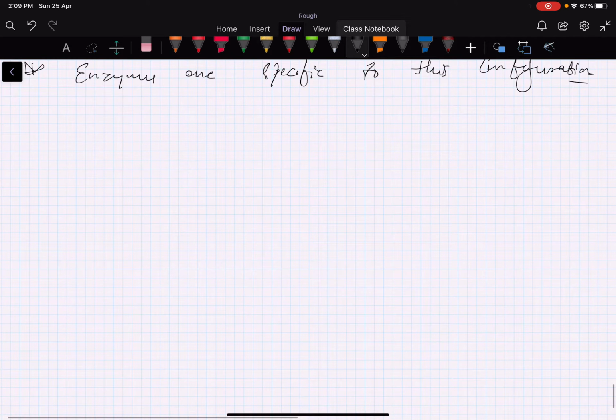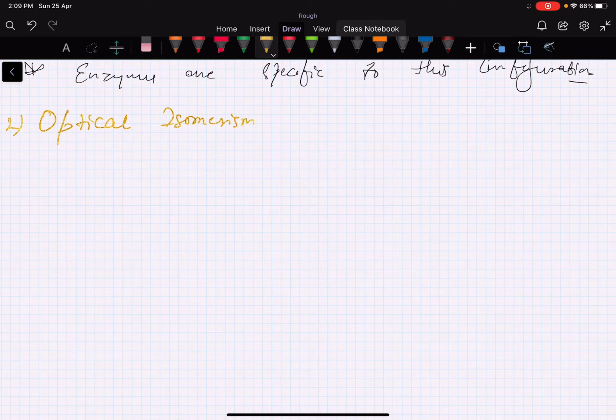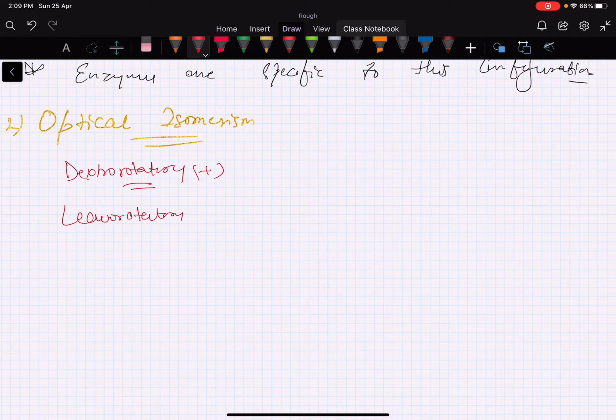Next kind of isomerism we are going to discuss is optical isomerism or optical activity. Here we designate glucose either as D plus or L minus, that is dextrorotatory, which is plus, or levorotatory, which is minus.